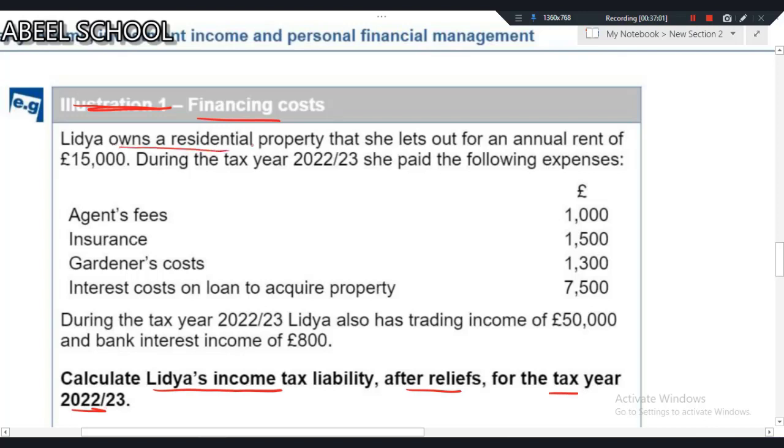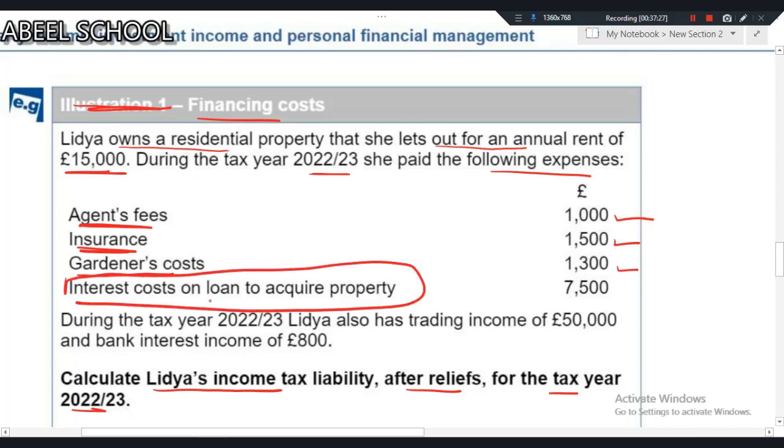Lydia owns a residential property that she lets out for an annual rent of 15,000. The annual rent for the whole tax year is 15,000. During the tax year 22-23, she paid the following expenses. Agent's fee was paid £1,000. Insurance was paid 1,500. Gardener cost is 1,300. Interest cost on loan to acquire the property is 7,500. On this 7,500, you will get finance cost relief.